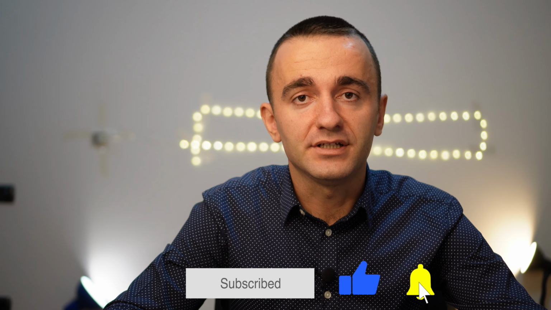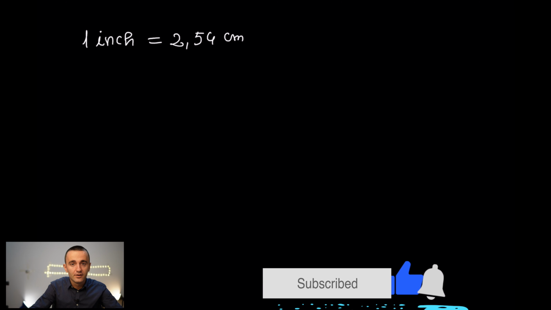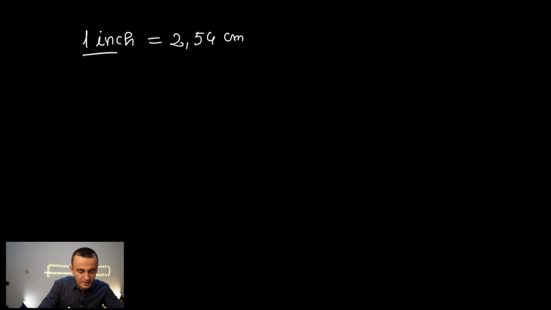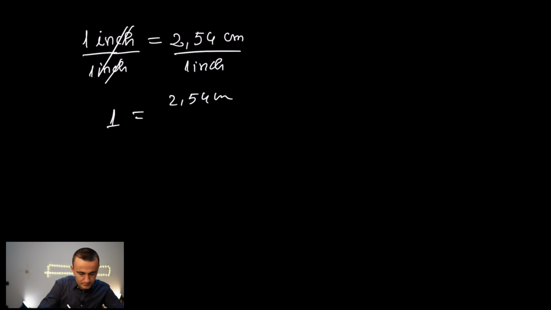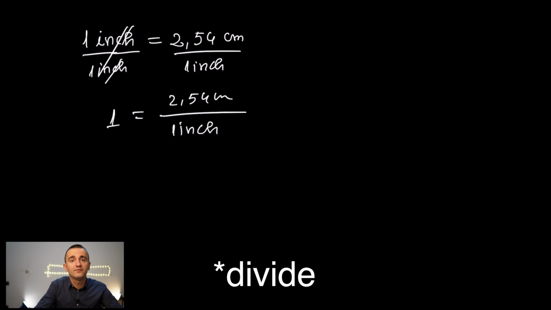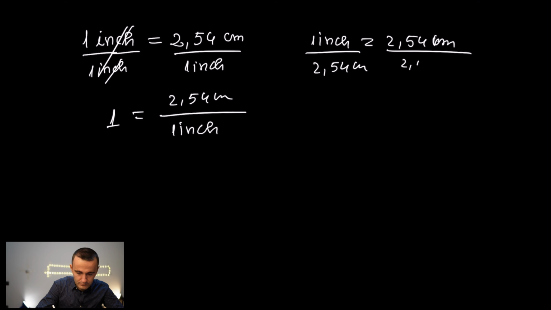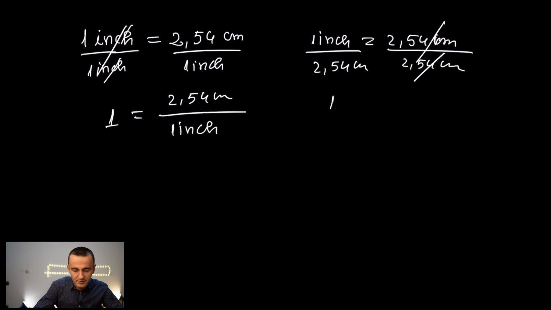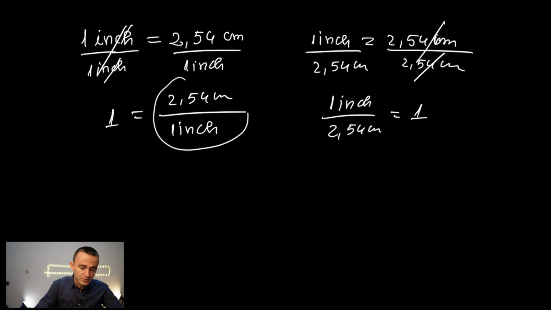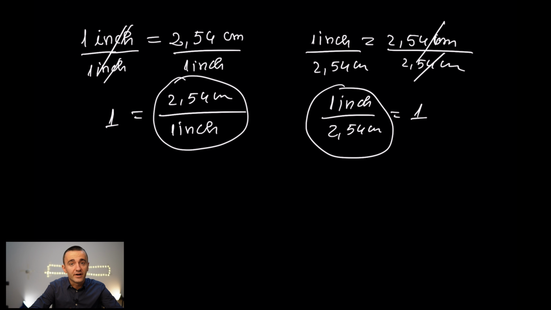You may know that 1 inch is equal to 2.54 centimeters. We have the right to divide by 1 inch on both sides from a mathematical point of view. So 1 inch is going to be simplified totally, and it's going to be 1 equal to 2.54 centimeters over 1 inch. The same happens if you multiply by 2.54 centimeters. Let's try. This simplifies and is going to be 1 inch over 2.54 centimeters equal to 1. These ratios are called conversion factors.